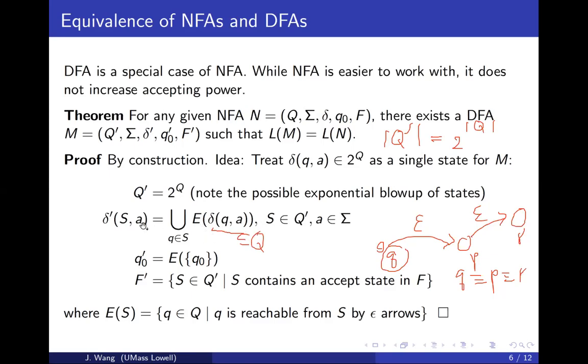So that is the output of this deterministic DFA. And then the initial state is Q0 of the NFA with everything that's reachable from epsilon arrows. And then the set of accept states will be any S that contains an accept state in F. So anything that contains an accept state in F will be considered an accept state. All right, so this is straightforward. So it is easy to see that this deterministic FA accepts the same language accepted by N.